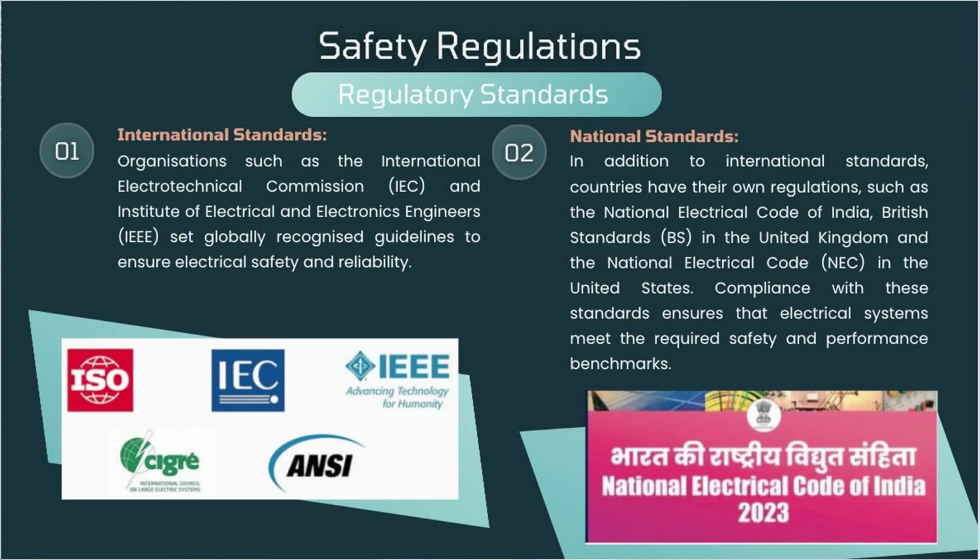National standards. In addition to international standards, countries have their own regulations such as the National Electrical Code of India, British standards in the United Kingdom, and the National Electrical Code in the United States. Compliance with these standards ensures that electrical systems meet the required safety and performance benchmarks. Key safety practices. In addition to adhering to standards, implement these key practices to ensure safety and compliance.